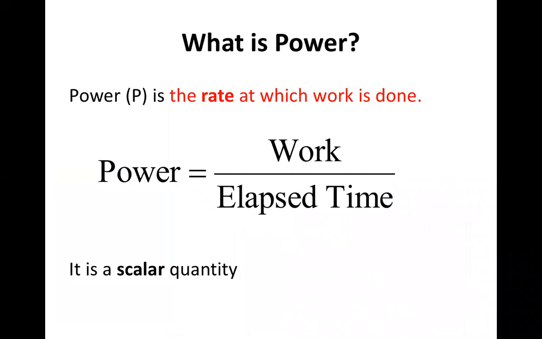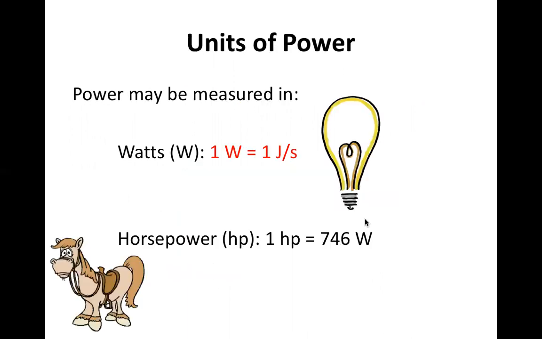Power is the rate at which work is done. So when anything is a rate, it's divided by time. So how much work is done in how much time, how quickly is work done. Work is units of joules and time is units of seconds if you're talking about SI units. So joules per second gives you watts. And power is a scalar quantity because work and time are scalar quantities.